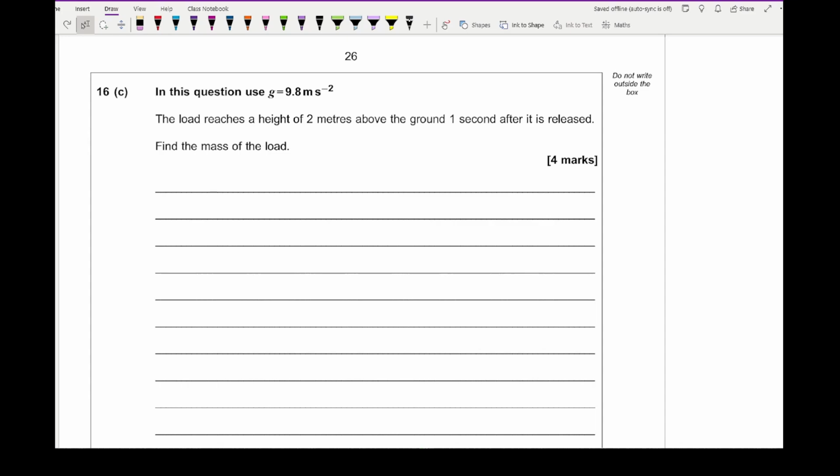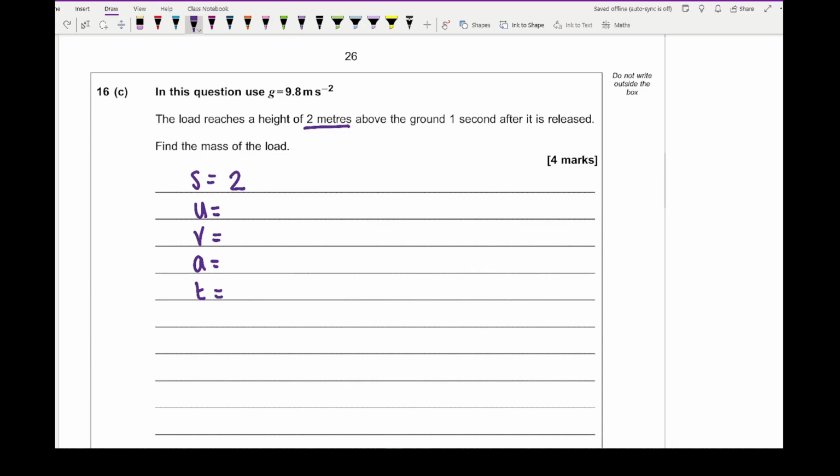Question 16c says, the load reaches a height of 2 meters above the ground 1 second after it's released. Find the mass of the load. So we're going to be using Suvat in this case, so we can set up those values, and we have height of 2 meters, so s is equal to 2.